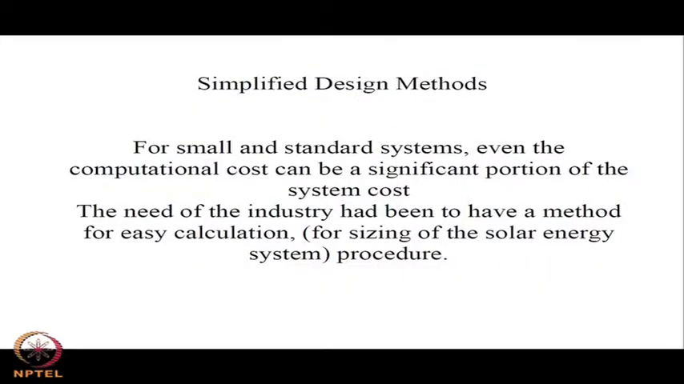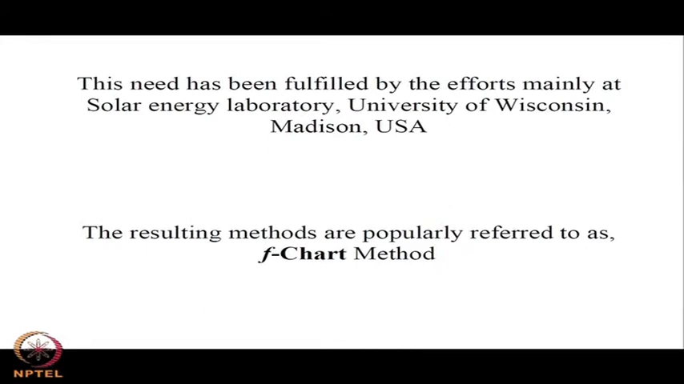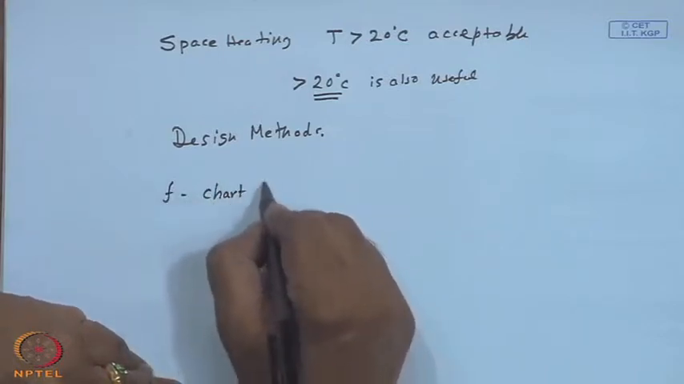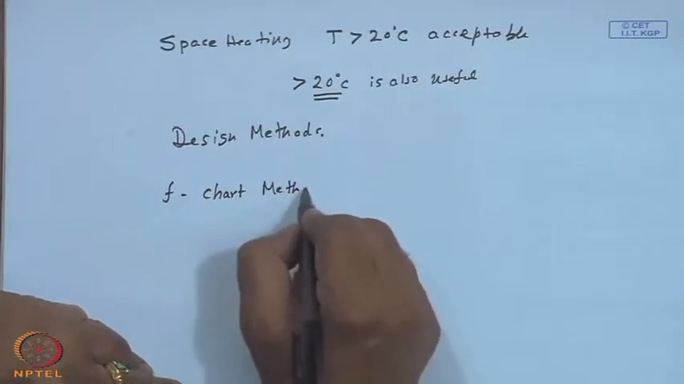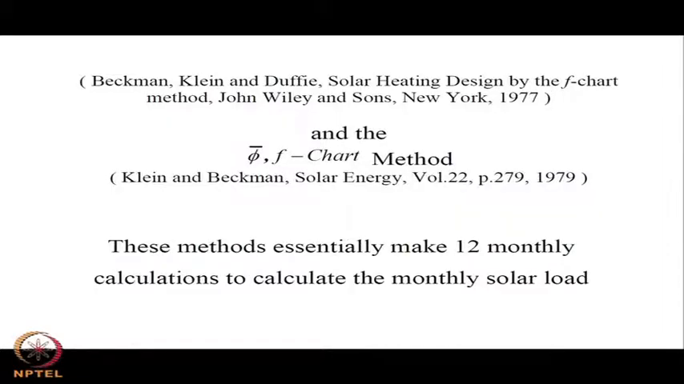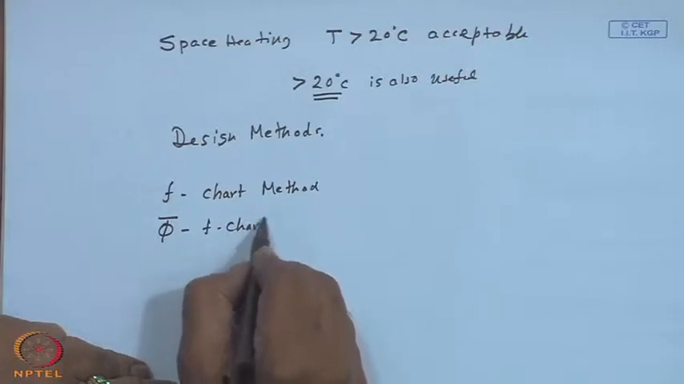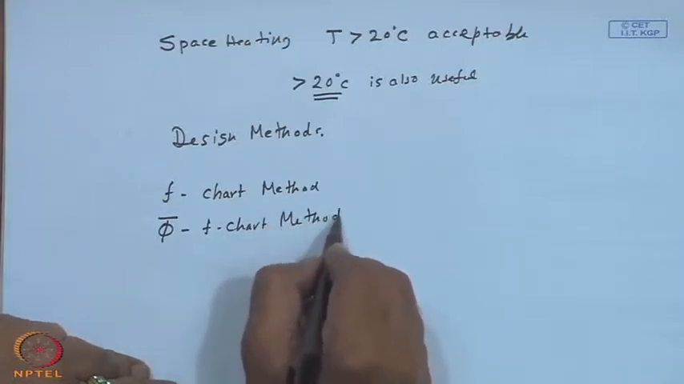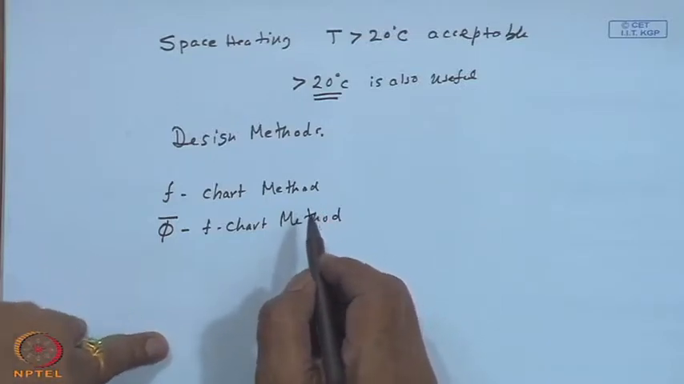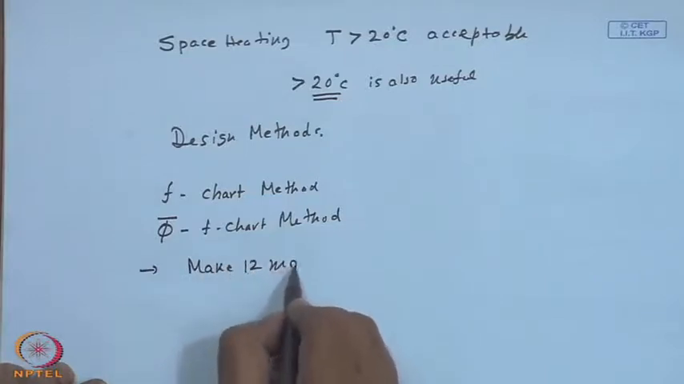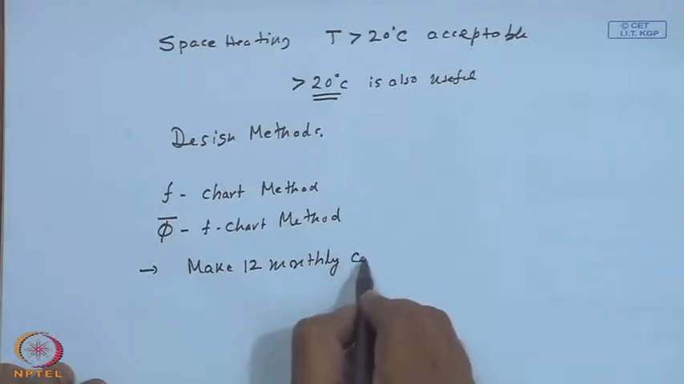This has also been the need of the industry, to have a simplified method without calling for the skill of experts. Some of the resulting methods are popularly referred to as the F chart method, again developed at the University of Wisconsin, Madison, and the other one is the phi bar F chart method. I have given the references. These methods make 12 monthly calculations.